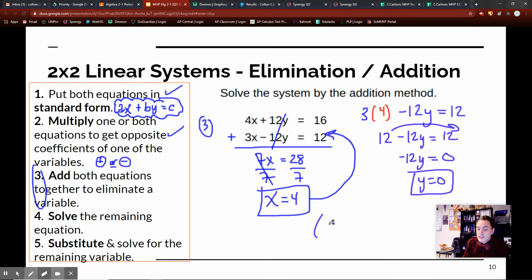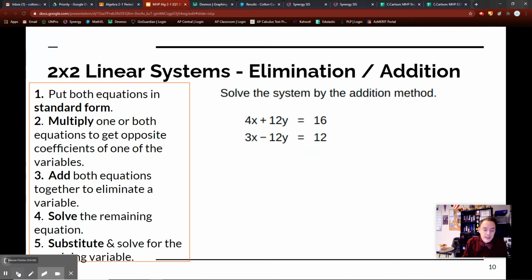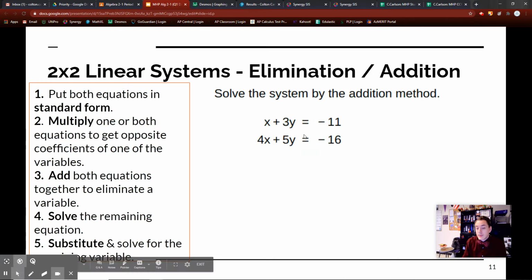So what's my final answer? 4 comma 0. That's my final answer. So this one was not many steps, to be honest. It looks like a lot of steps, but that one was easy. All right, so let's erase this. Let's go through one more, a little bit more complicated one.